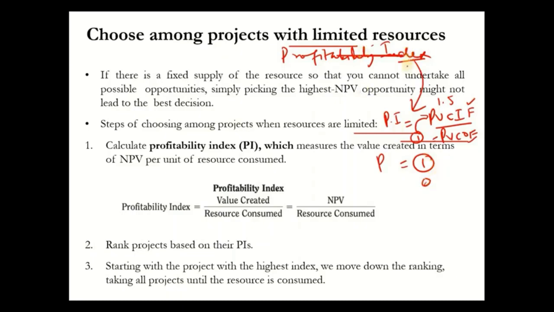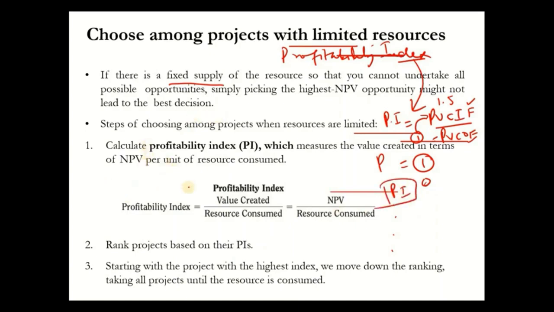The profitability index is also another way of evaluating your investment. It is very helpful when we have limited resources. If there is a fixed supply of resources, then the profitability index is very helpful in choosing the project. For instance, if we have a different list of projects and we are not sure which to choose based on NPV or IRR, then the best method is to use the profitability index.